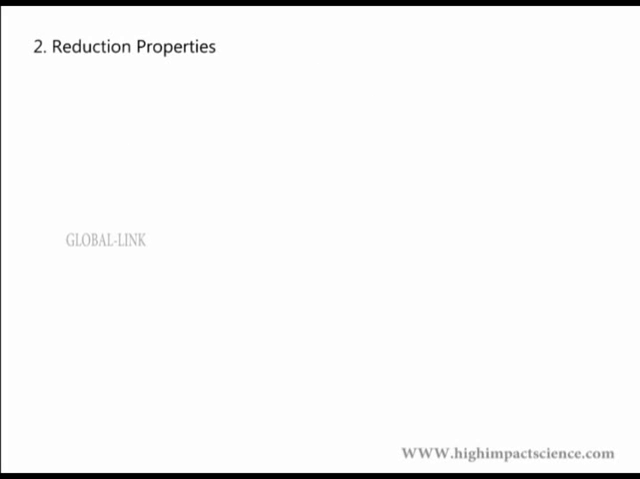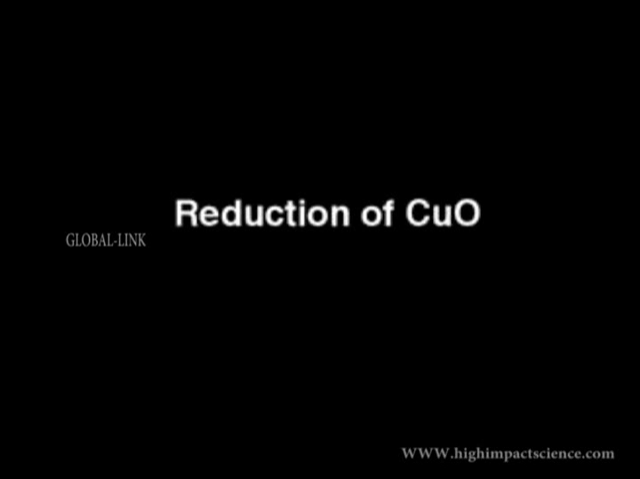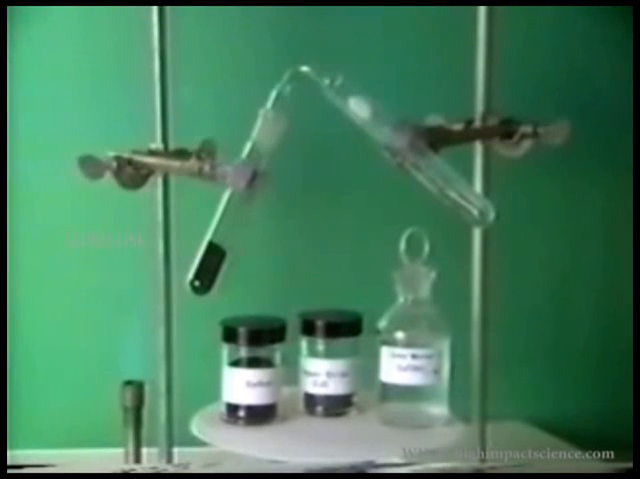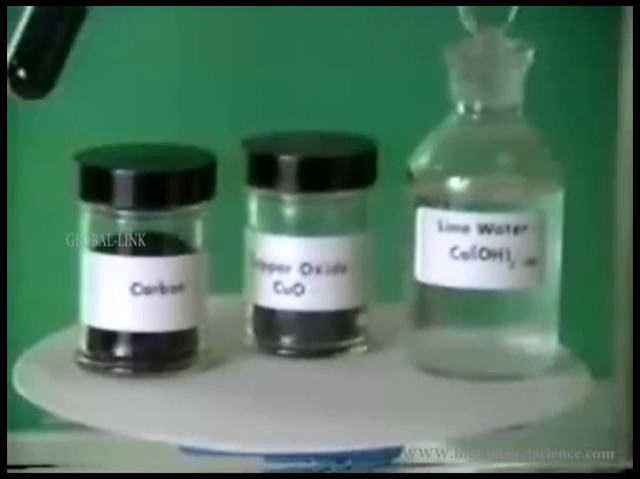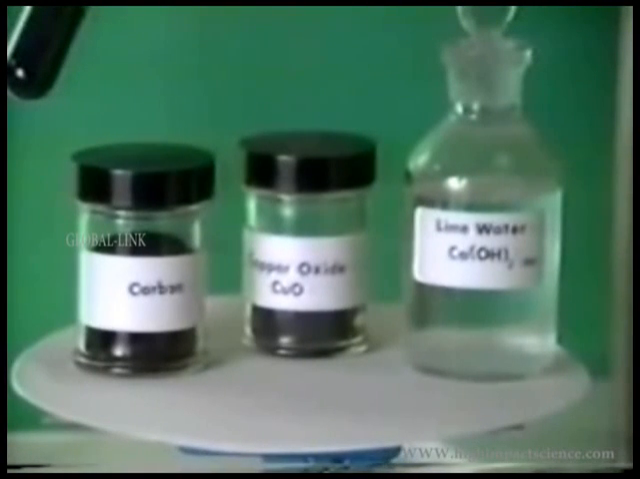Reduction properties of carbon. In this experiment, we shall heat together a mixture of black carbon powder and black copper-2 oxide. The gas evolved is passed into a solution of calcium hydroxide or lime water. We notice the white precipitate of calcium carbonate formed as the gas is bubbled in the lime water. This means that the gas is carbon dioxide.